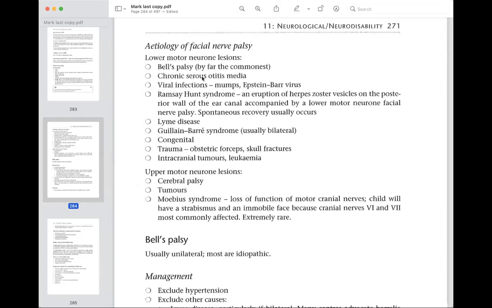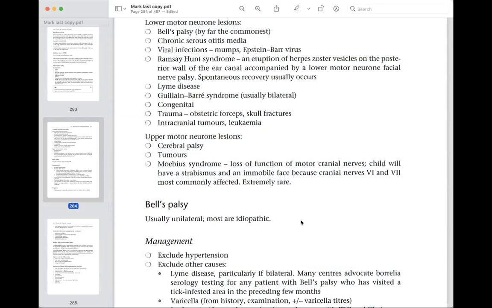Okay, CSOM, infections. So you can keep all CNS infections, trauma and tumors as your broad differential. Upon that, you can mention particular things, that is Ramsay-Hunt syndrome and Lyme's disease. All these will come under infections again. Guillain-Barré is a post-infectious sequela. And then you will have Bell's palsy, the idiopathic one, which is usually unilateral.